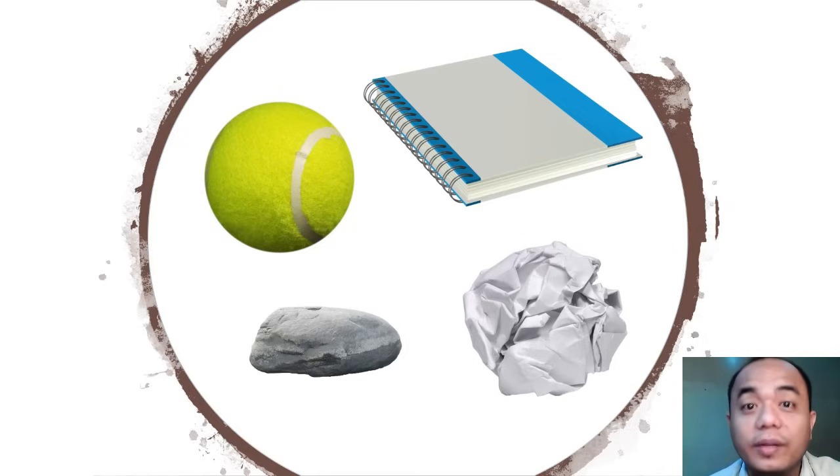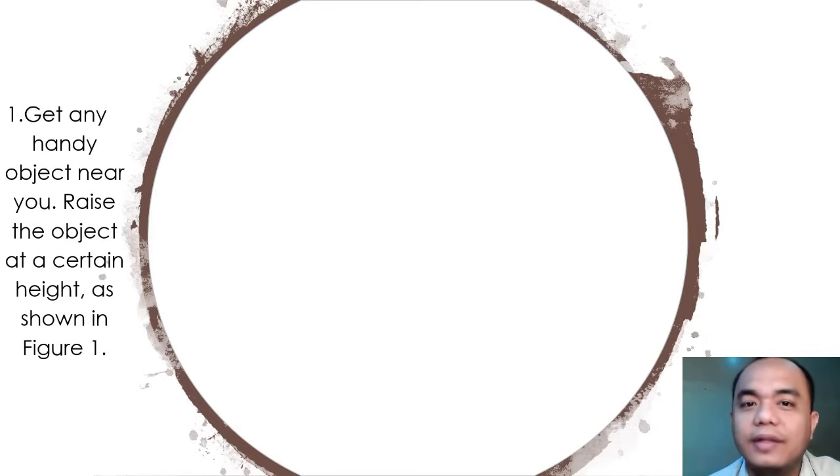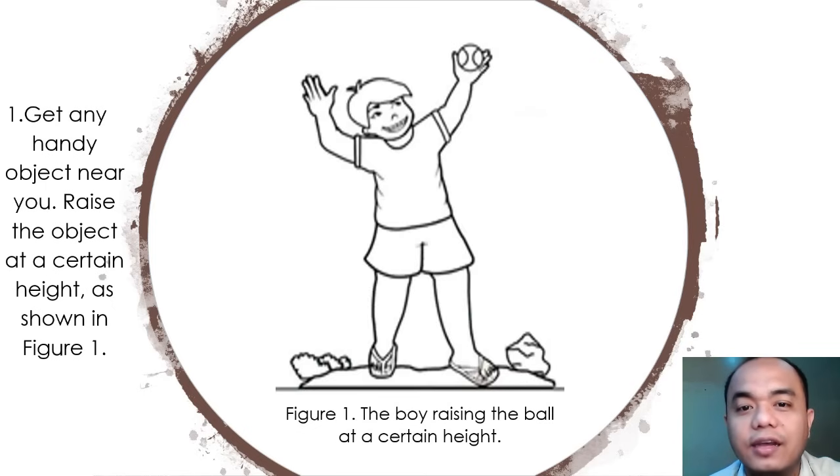Now, do you have with you your material, class, for the activity? Very good. Now, again, the instruction is to get any handy objects near you. I assume that you already have your materials there. You are holding the material already. Raise the object at a certain height. Itaas lang yung material na hinahawakan mo ngayon. Just like here, you see on the screen. Itaas mo lang.